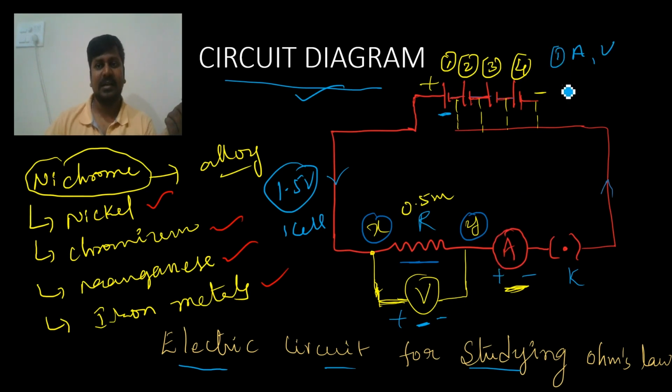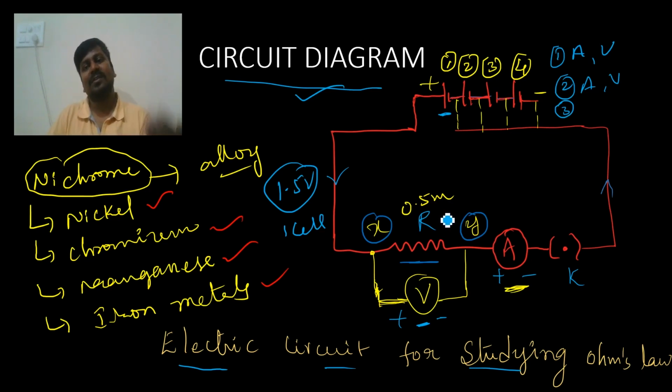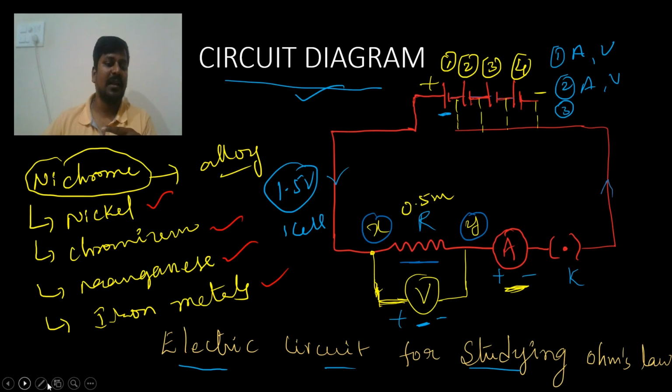That's the first step. In the second step, you have to connect two cells, cell 1 and cell 2, and measure the same way: ammeter reading and voltmeter reading. That is step 2. In step 3, connect 3 cells and take the same readings. Then connect the 4th cell, connect the 4 cells, and take the same readings. You have to take all the readings and mention them in tabular form.